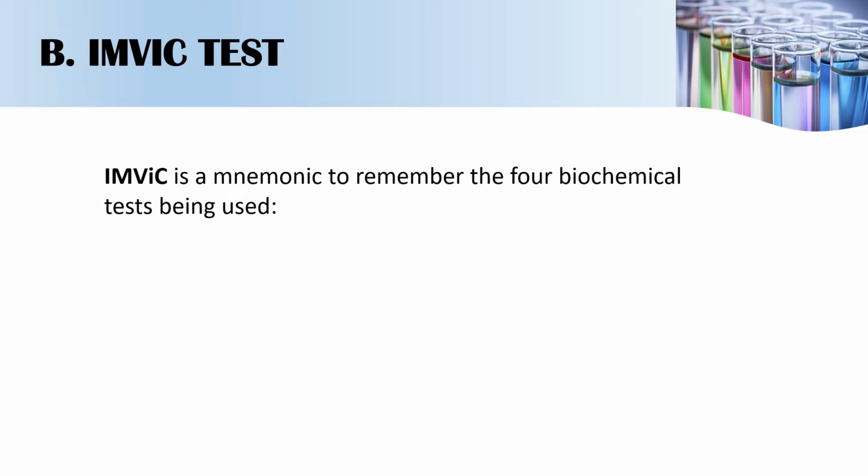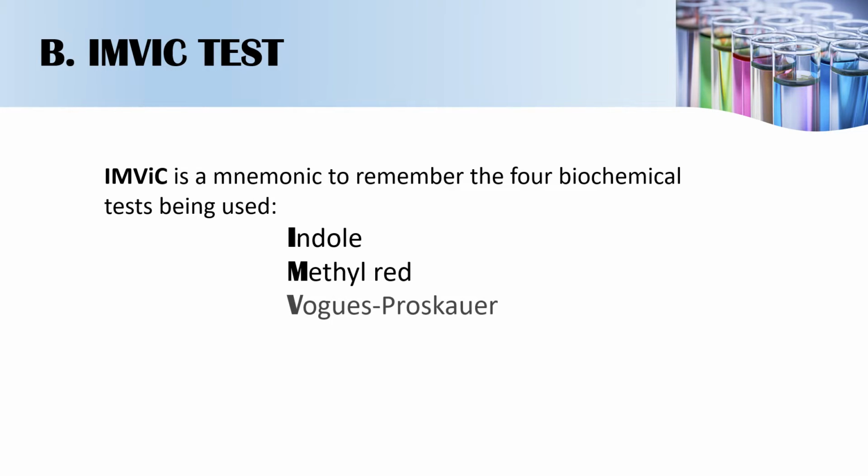The next set of tests is called the IMViC test. This is a mnemonic to remember the four biochemical tests being used. Those are indole, methyl red, Voges-Proskauer, and citrate. These four tests help divide the Enterobacteriaceae into two major groups, the E. coli group and the Enterobacter-Klebsiella group.